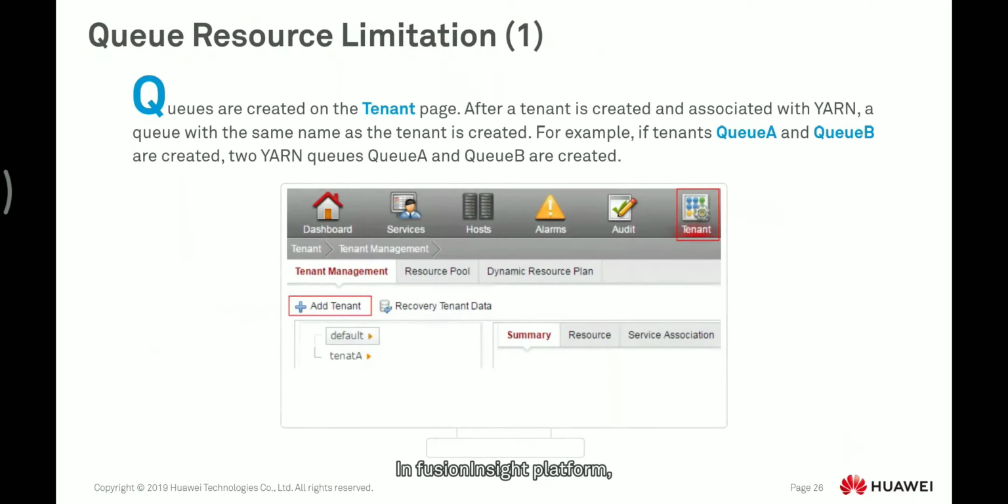In the FusionInsight platform, users can create queues by FusionInsight Manager. Here shows a web page of tenant management in FusionInsight Manager. When creating a tenant and associating it with Yarn, a queue with the same name as the tenant will be created.